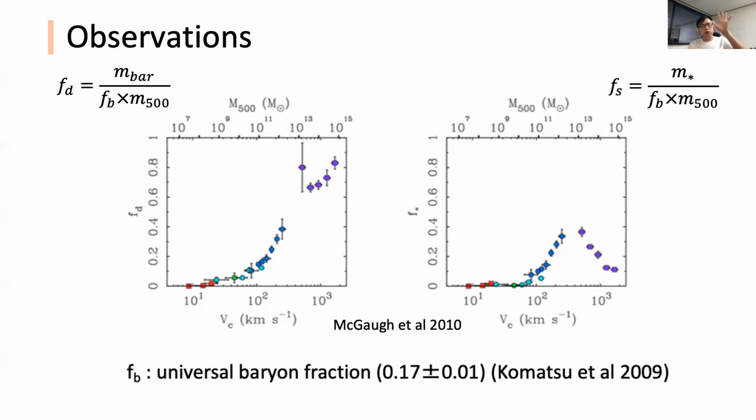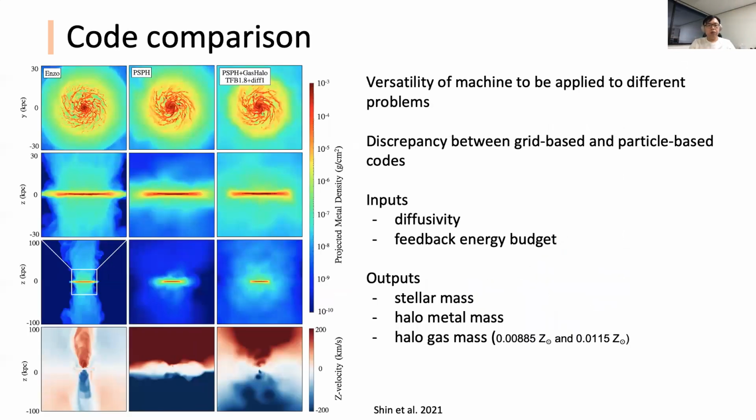We attempt to use our machine learning technique for this feedback calibration. At the same time, we want to show the versatility of the machine. So we use a different problem, such as code comparison, which everyone should be familiar with. The code comparison is basically looking at the discrepancy between grid-based code and particle-based code. We use the result from Shin et al.